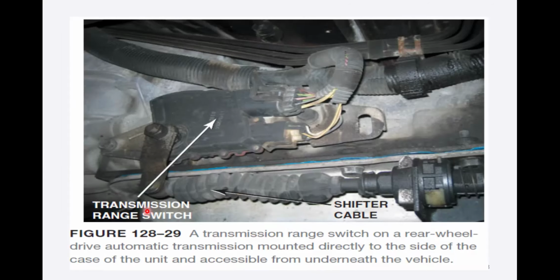Now, the transmission range switch is mounted here on the transmission. This is the shifter cable. This is the figure of the transmission range switch on a rear wheel drive automatic transmission, mounted directly to the side of the case of the unit and accessible from underneath the vehicle. So basically, this is a transmission range switch. We have a transmission range in an automatic transmission, and this is the switch which maintains the range. This is its shifter cable.